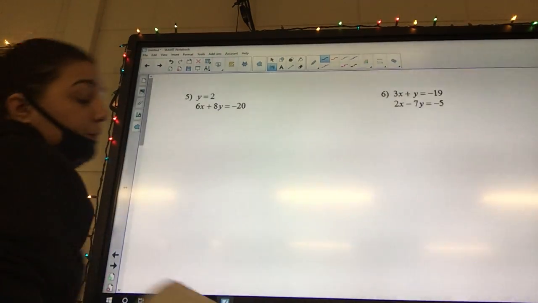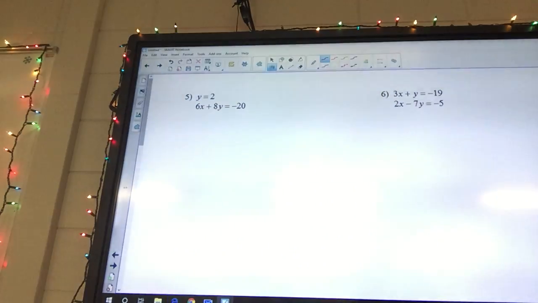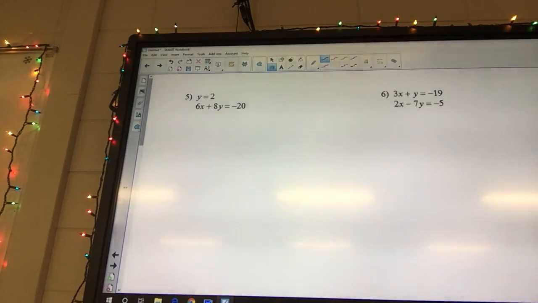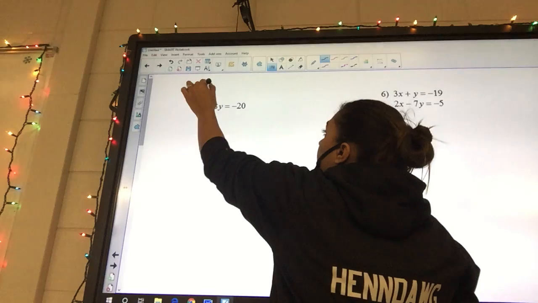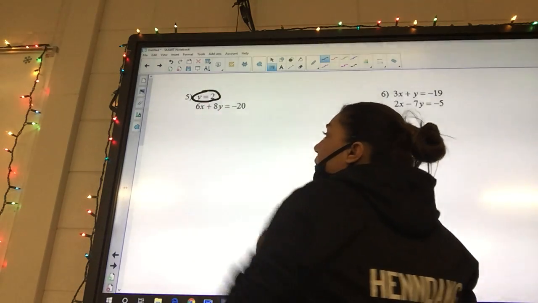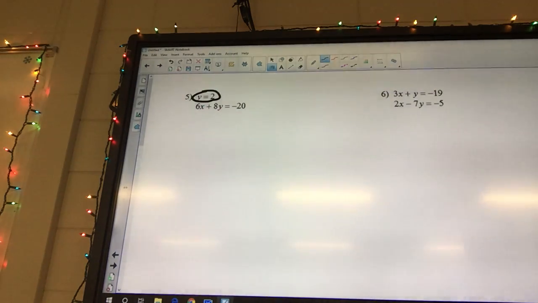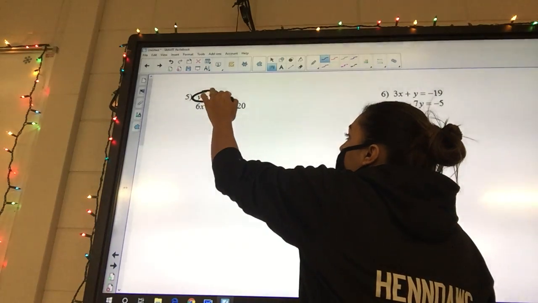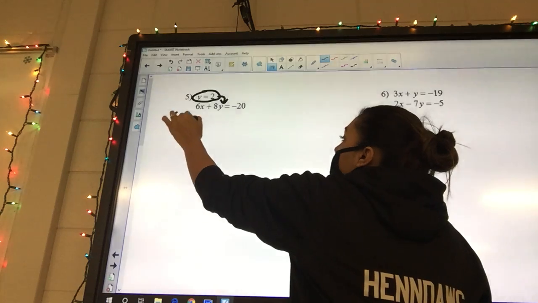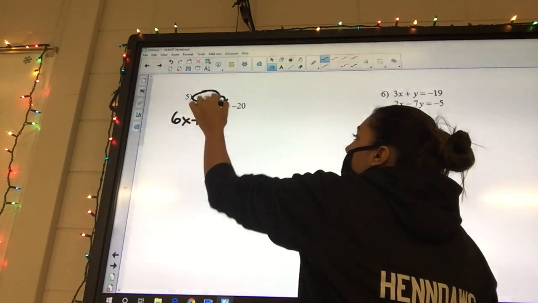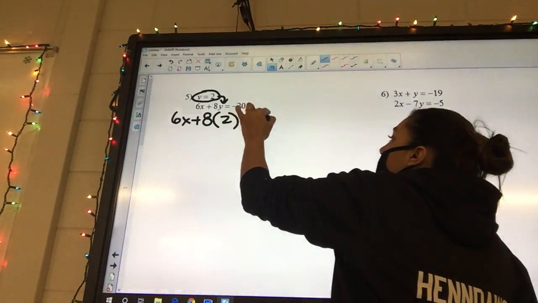Okay, look at 5. Is one of the equations solved for y? Yeah. Okay, so we need to circle it and plug it in where? Yeah, we're gonna plug it into the other equation wherever there's a y, which is gonna be right here. So I got 6x plus 8, and my y is 2, equals -20.